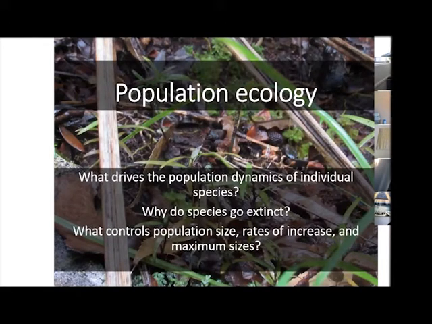We're going to get insight into some other different things, and some things that are useful. Why do populations go extinct? When do they go extinct? Under what circumstances? And what controls maximum population sizes, rates of increase, and so forth. These are really practical bits of information that come out of ecological principles.